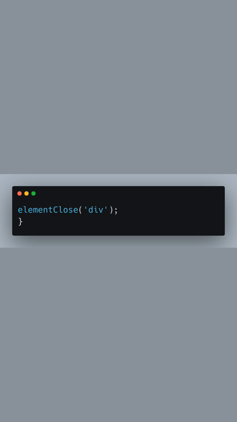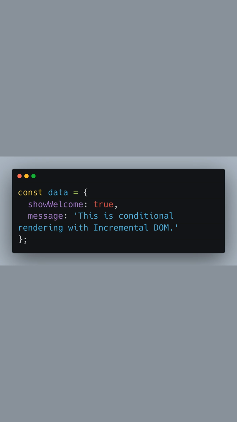Finally, we close the div element we opened at the start of the render function, completing the definition of our incremental DOM tree. Here we define the data object with two properties: showWelcome, initially set to true, and message, with an initial string. This data will be passed to our render function.